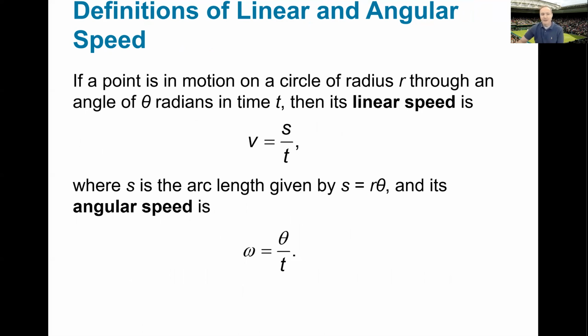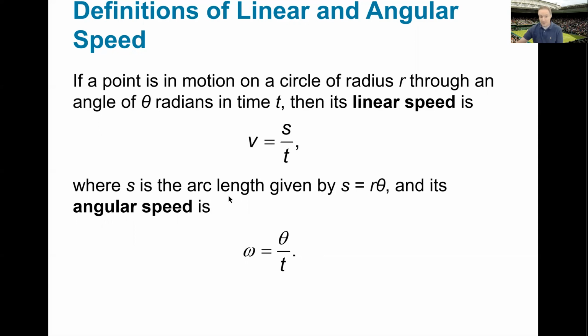If a point is in motion on a circle, so think about a point going around a circle of radius r through an angle theta in time t, its linear speed is, and this should make sense to you, whenever we think of linear speed, it's the distance divided by time. The distance is the distance of the arc it's traveled. That's what S represents, the arc length, divided by the time it takes. So the velocity is going to be S over t.